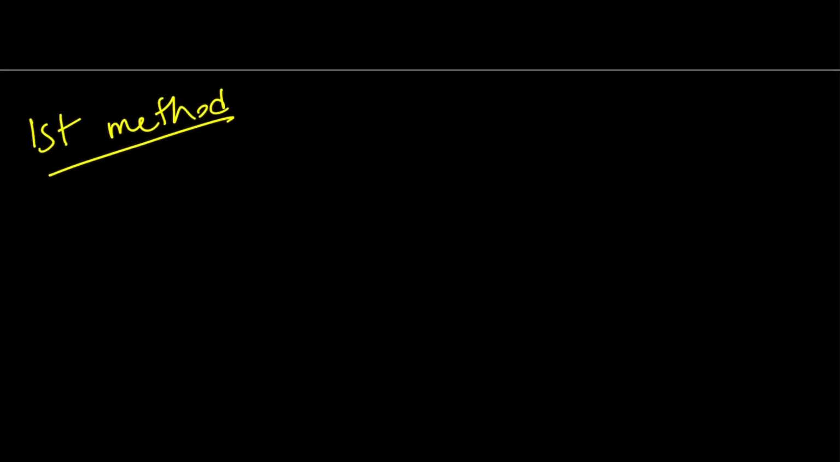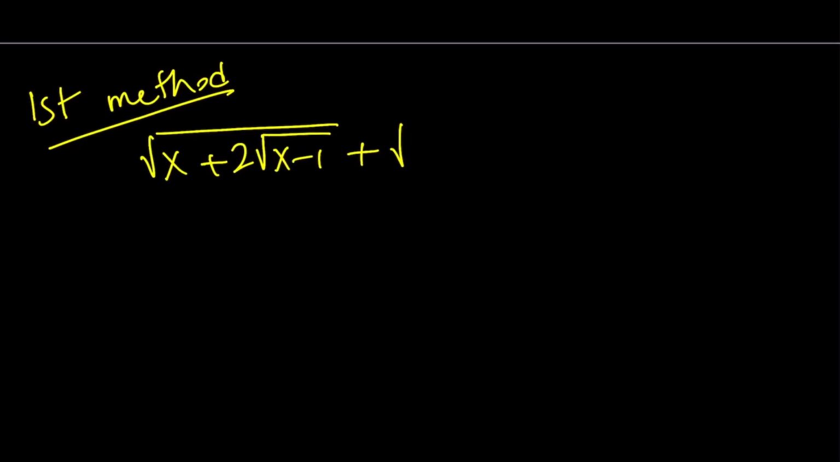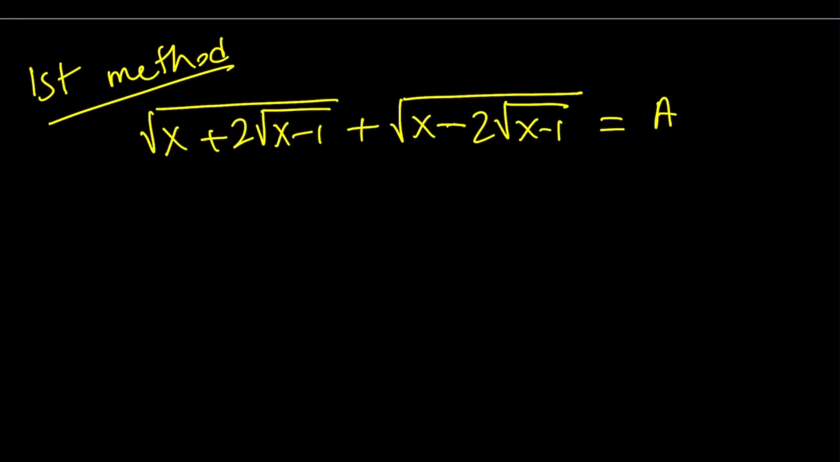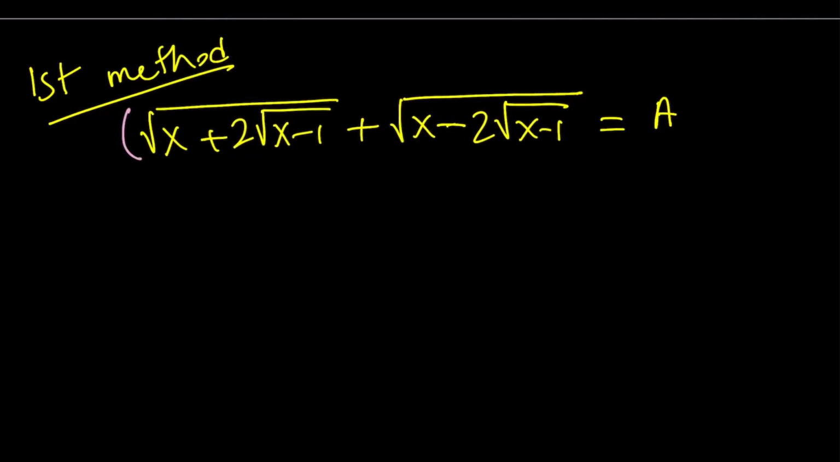Now for my first method, I'm going to be setting this expression equal to a. You can use any variable. Oops, I forgot the 2. So these are conjugates, by the way. I'm going to set it equal to a, and then I'll square both sides. Now, when you square both sides, you get rid of the radicals, at least some of them.